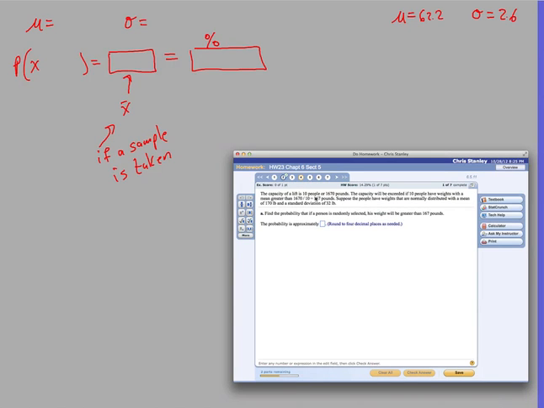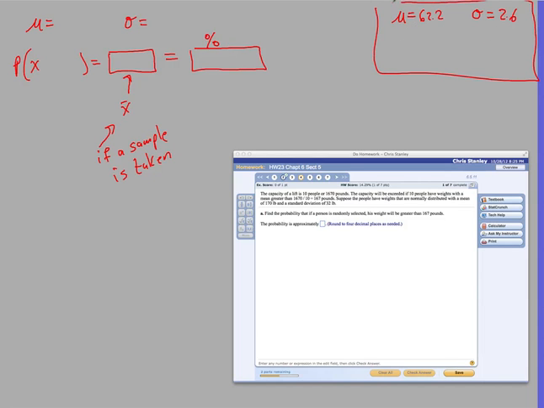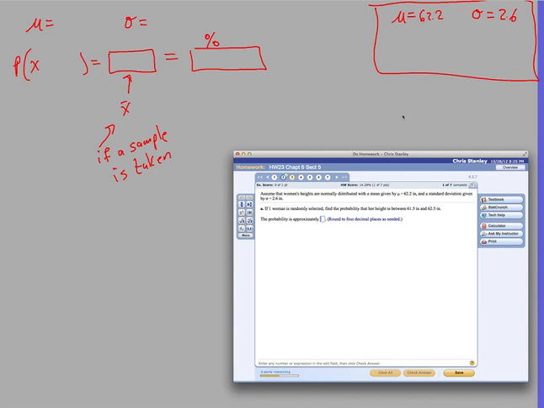Okay, 10 people. The capacity will be exceeded if 10 people have weights greater than 1670. Okay, so how many people am I taking? My n equals 10. This is my StatCrunch. Well, that was the problem from before. So this was the problem from before. I'll just write it for you real quick.